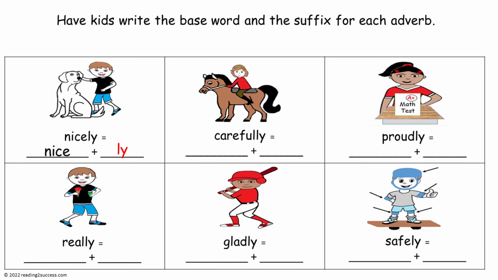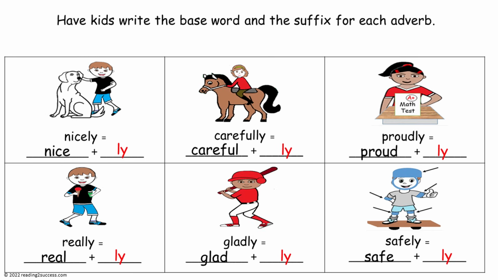Now have kids write the base word and the suffix for each adverb. The first one has been done. Nicely equals nice plus ly. And this is a completed example.